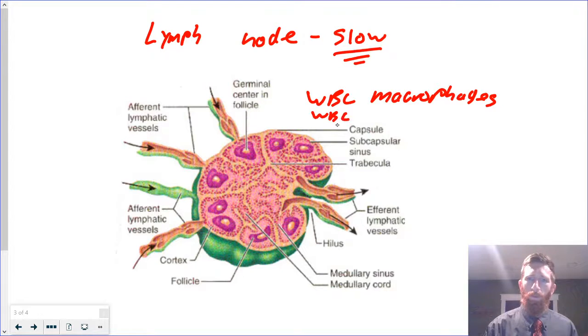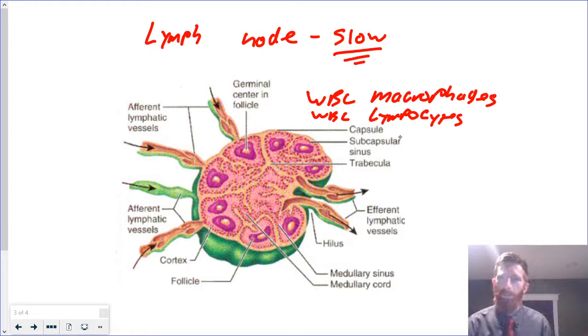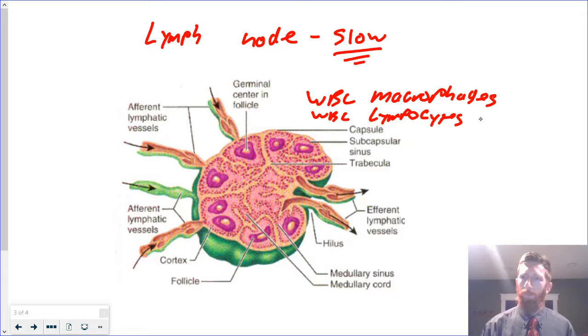Lymph nodes also house white blood cell lymphocytes, which is coincidentally how they got their name. These would be the famous B cells and T cells of the immune system. Like I said, we'll talk more about specifically what they do on Thursday. So the things I want you to know for lymph nodes are that they house macrophages, lymphocytes, B cells, and T cells, and that lymph moves slowly.